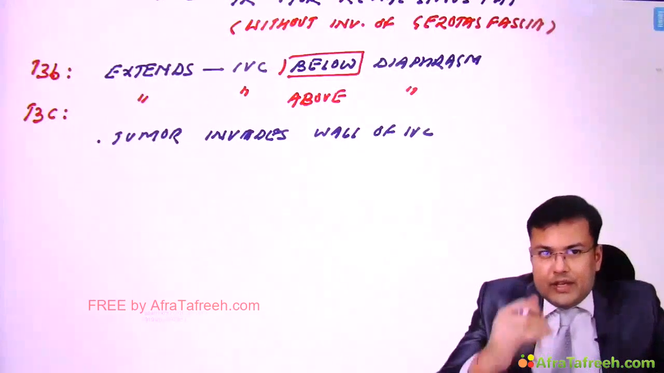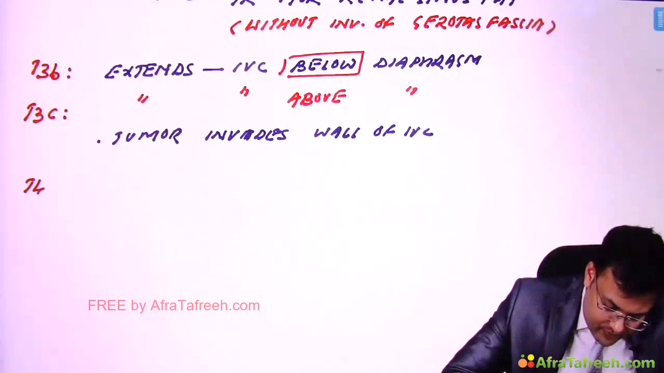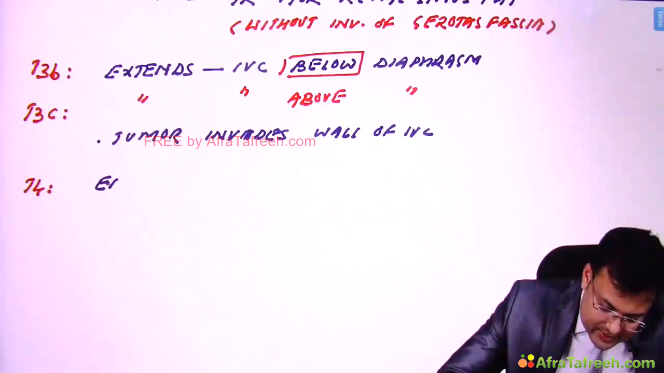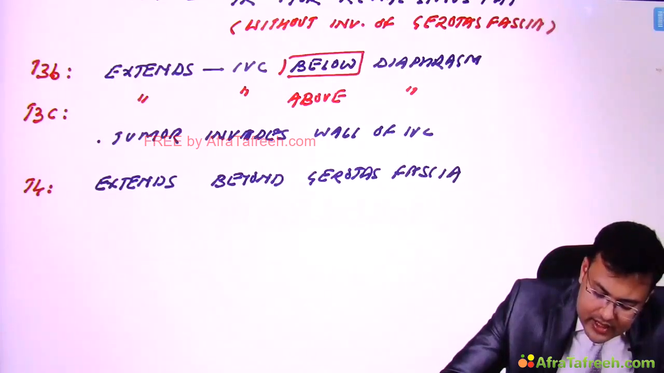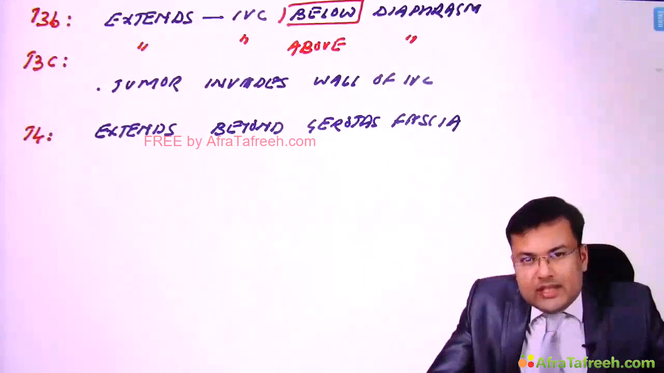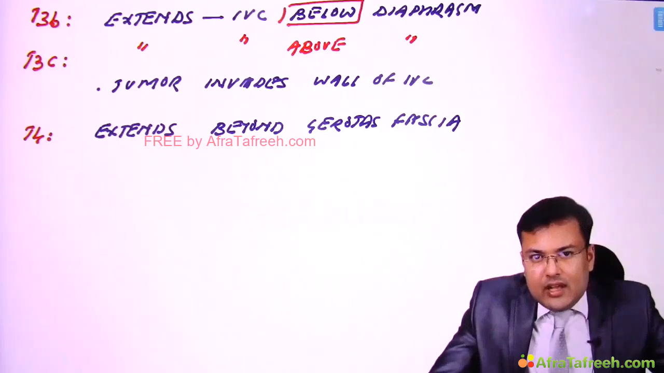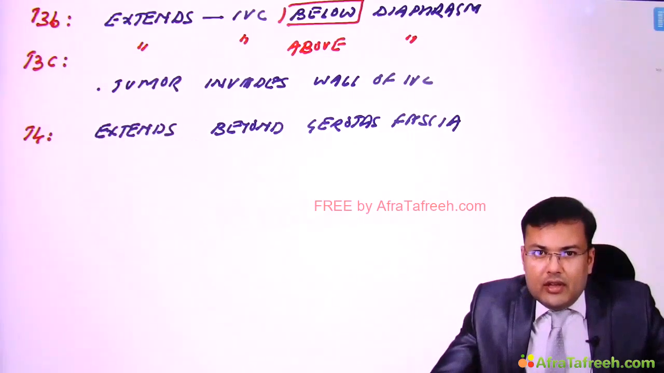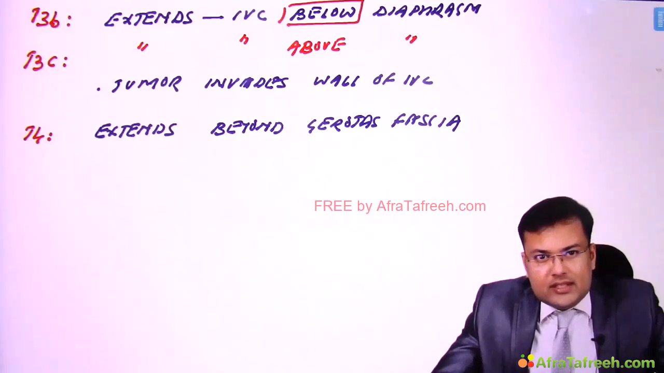Okay. Now what is T4? What is included in T4? When tumor extends beyond Gerota's fascia. So that's T4. Clear? So this is T. Okay. After that, N0 means no lymph node metastasis, means no metastasis to regional lymph nodes. N1 means metastasis to regional lymph node. M0 means no distant metastasis, and M1 means distant metastasis. So this is TNM classification.